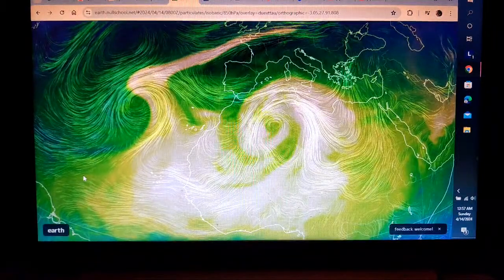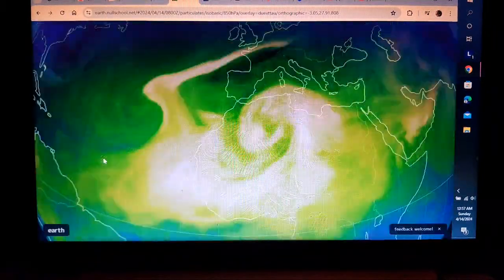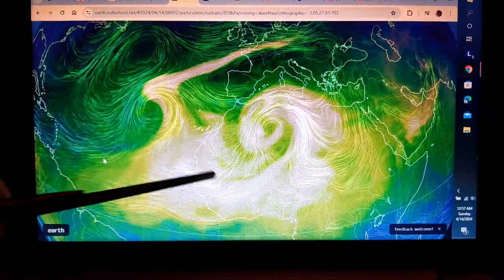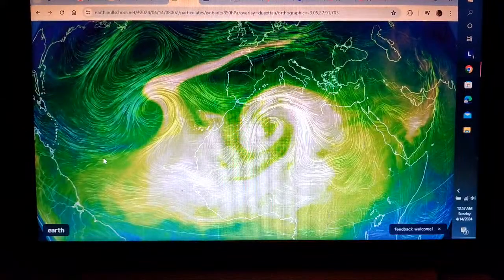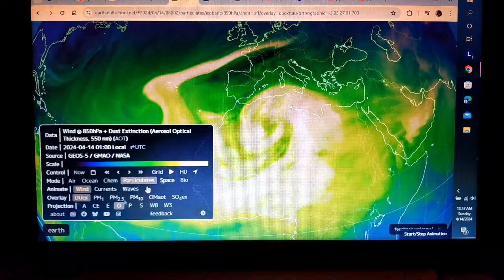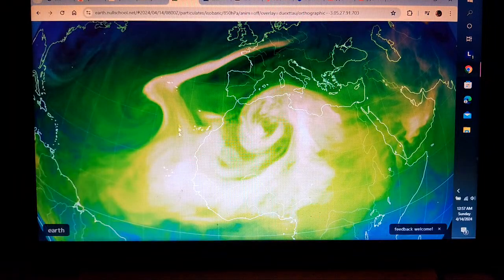So, quite the sandstorm we got going on out here. And look how this storm has taken it, curled it up, wrapped it up into a big old spiral. So, not a sandstorm, okay? That is a sand hurricane.